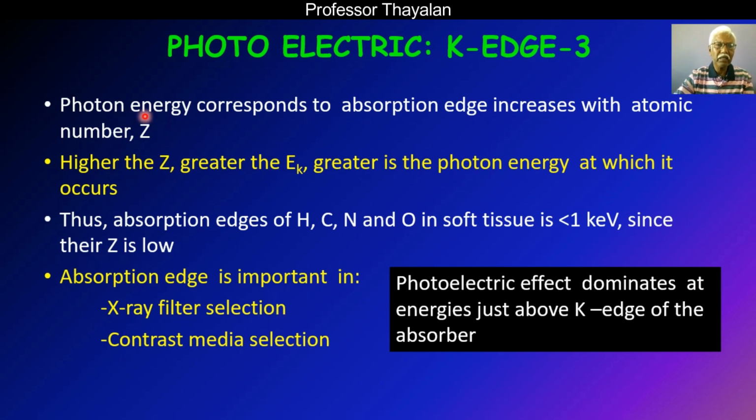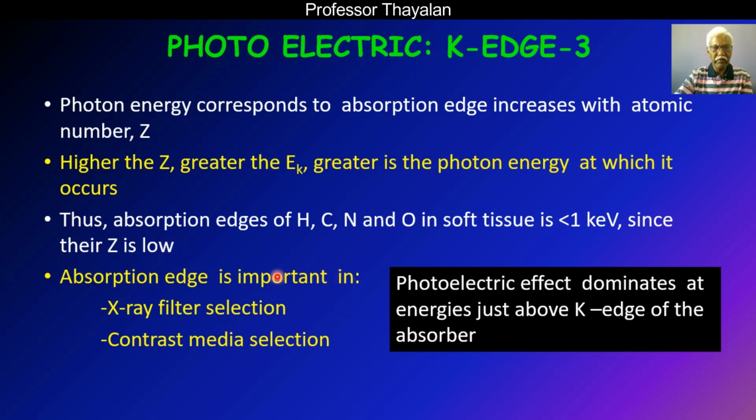So, in summary, the photon energy corresponding to K edge absorption increases with the atomic number Z. The higher the Z, the greater the binding energy, and the greater the photon energy at which it occurs. Thus, the absorption edges of hydrogen, carbon, nitrogen and oxygen in soft tissue are less than 1 kilo electron volt since their Z is very low.